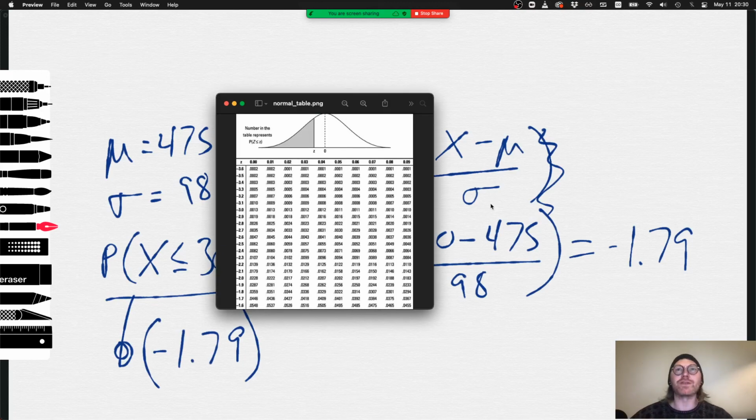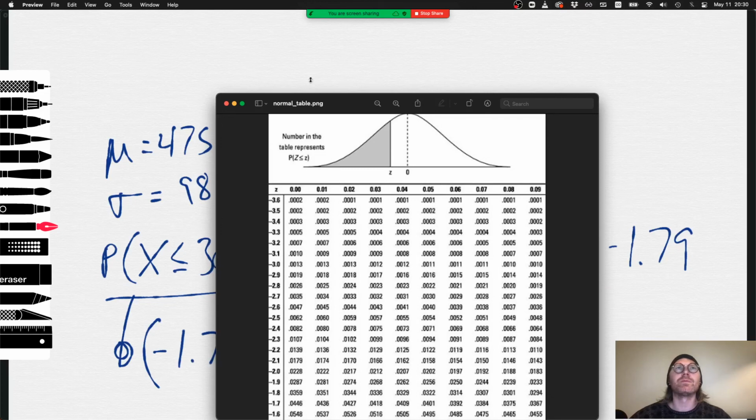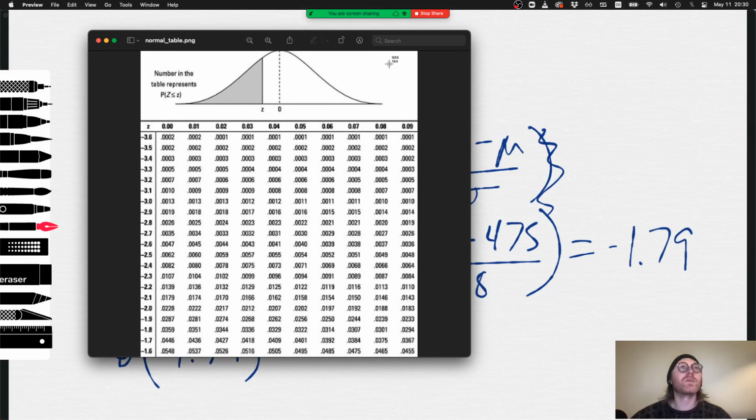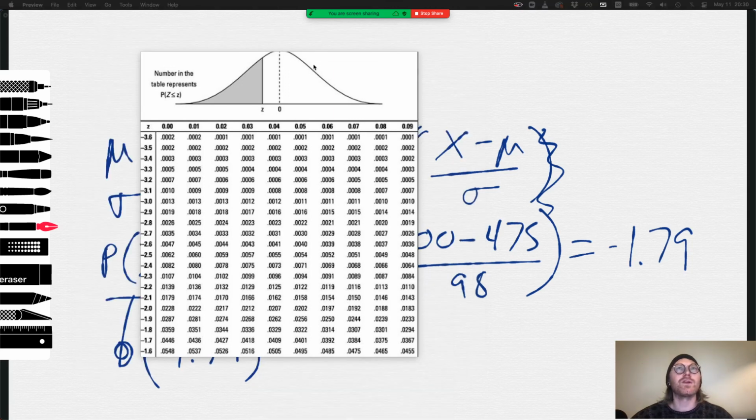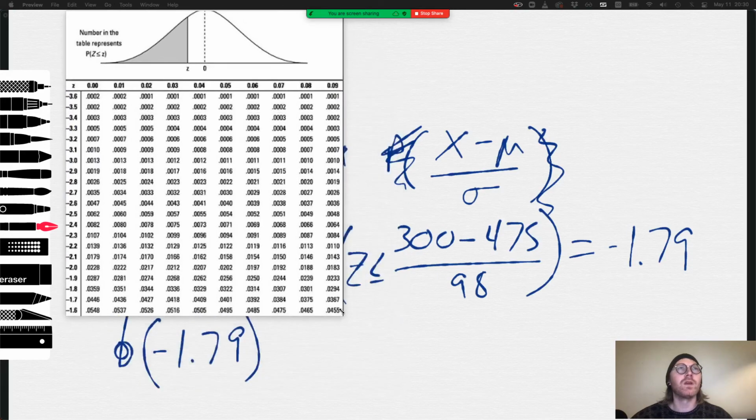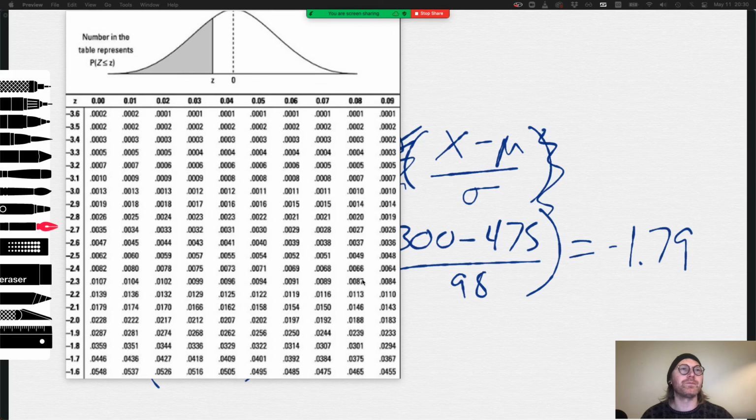So here's our table, and maybe I'll make this a little bit bigger. And now I'll get a screen capture of it. Okay. So if our z-score is negative 1.79, the way that we're going to read this is we're going to find negative 1.7. It's down here, negative 1.7. Then we're going to follow this all the way across to the 0.09. Notice this is negative 1.7 minus 0.09. So we go all the way over here and all the way down, and our probability is going to be 0.0367.